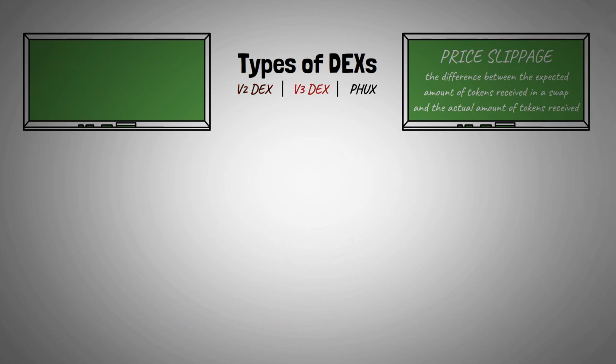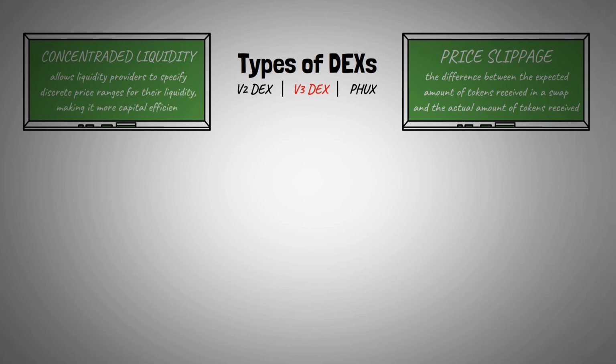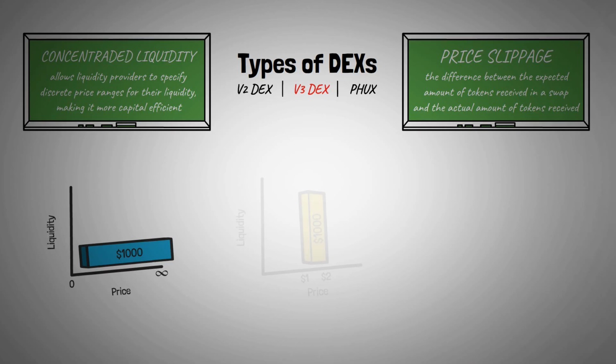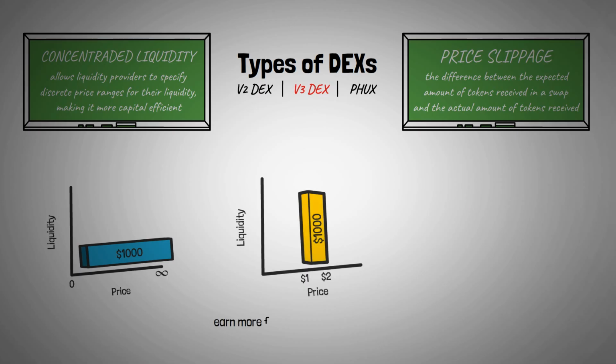This is where V3 DEXes come into play, introducing concentrated liquidity, which allows liquidity providers to specify discrete price ranges for their liquidity, making it more capital efficient. For example, instead of spreading $1,000 from 0 to infinity, you can place it between $1 and $2. This allows you to earn more fees within a tight trading range.